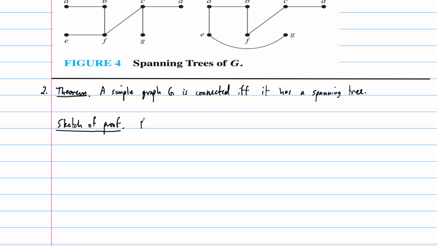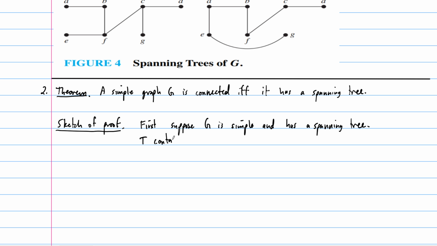Let's first suppose that G is simple and has a spanning tree, right? It has to be simple. So the theorem is about connected and spanning trees. So it has a spanning tree. All right. Now, what does that mean? We want to prove that it's connected. So let's call the spanning tree T.